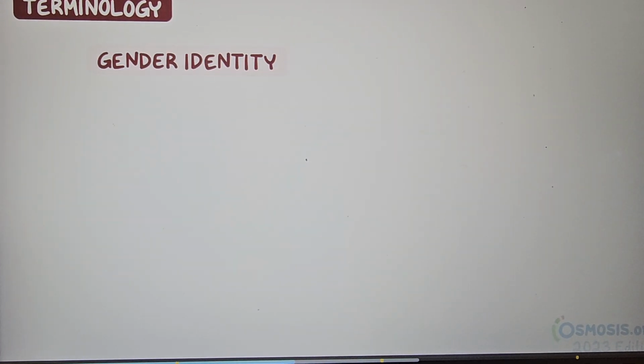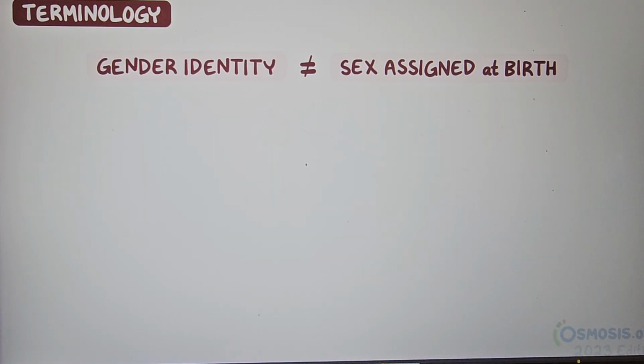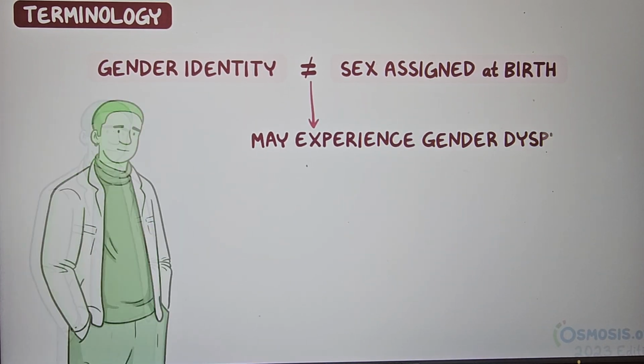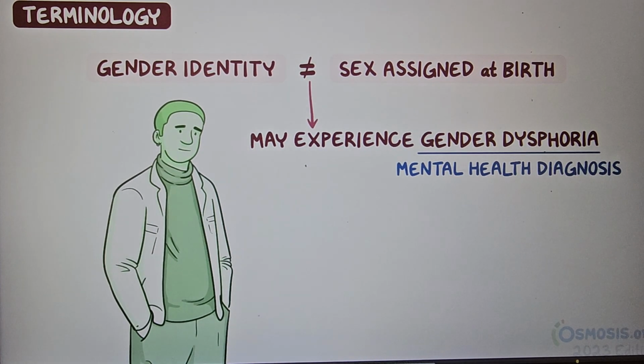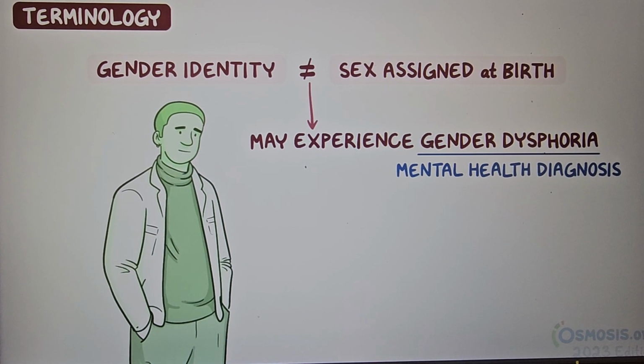When a person's gender identity doesn't match their sex assigned at birth, some people may experience gender dysphoria, which is a mental health diagnosis describing the distress caused by this conflict.